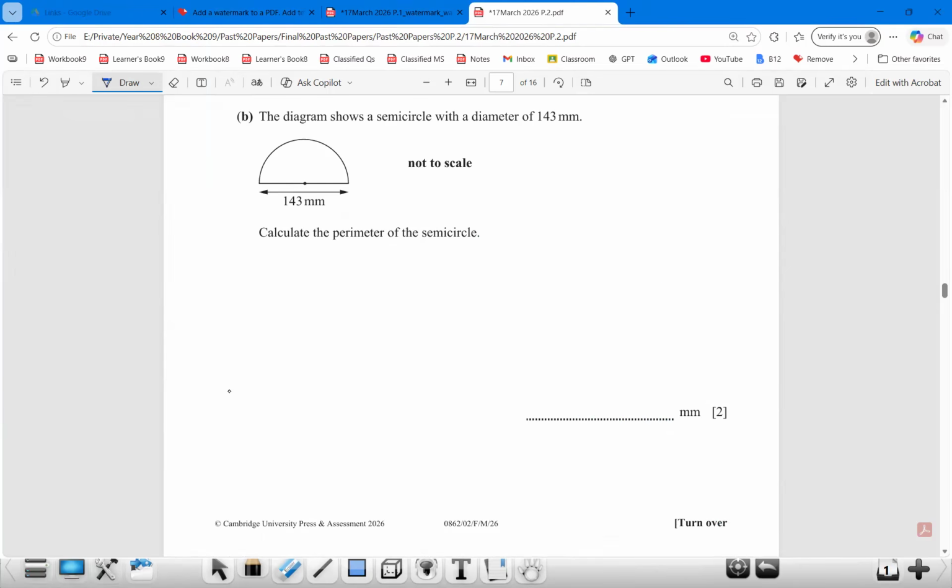They want here the perimeter of the semicircle with 143 millimeters. So I'm going to write here, Mister, that the perimeter of this semicircle is pi d over 2, but I'm going to add to it the diameter, because pi d over 2 will give me the arc only. But add to it the diameter, which is 143. So it is pi multiplied by 143 divided by 2. Then you add to it 143.